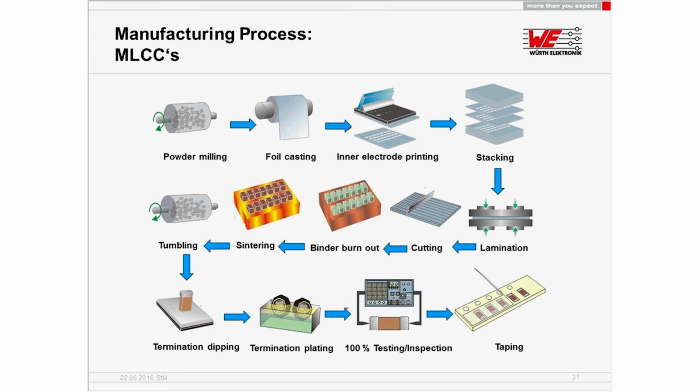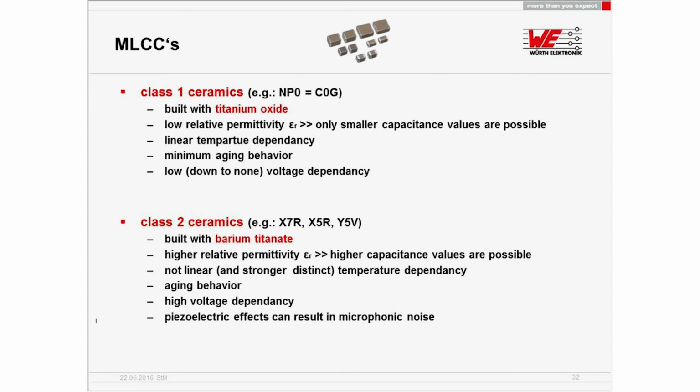So first there will be a wet procedure where often copper, also in the past silver, was applied. For some products it's still silver, and then it goes for the termination plating, where you can directly plate on the copper layer. Mostly it's nickel and tin. And then, again here, high automation, so testing of 100% of the components, and then they go for packaging and are ready for shipping.